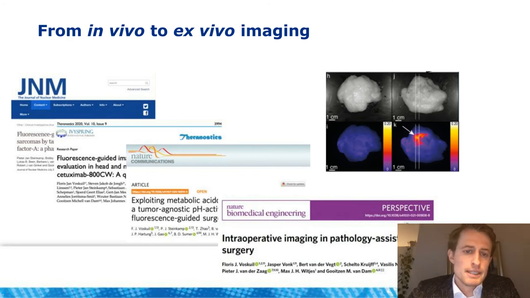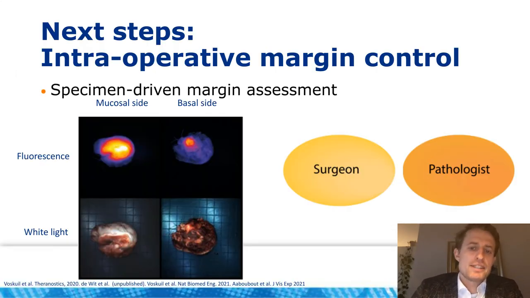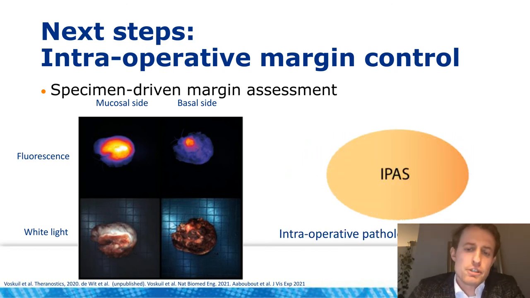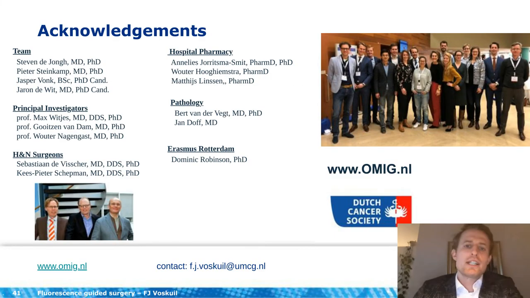So the next step, we believe, is to go for specimen-driven margin assessment, which still allows intraoperative margin control, which allows combined expertise of the pathologist and the surgeon. We call it intraoperative pathology assisted surgery. So this is where we believe that the field is going for our indication, head and neck margin assessment, in the coming years. And as I started my presentation, I also would like to finish it.